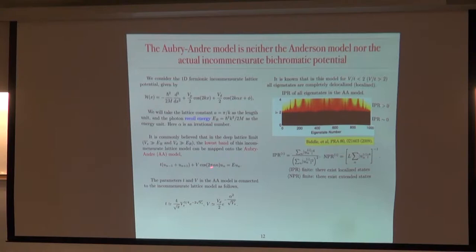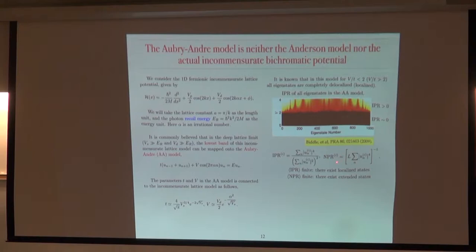But this is a very special fine-tuned model in the sense that it has self-duality. If you do a Fourier transform, the kinetic energy goes to the onsite energy, and the onsite energy goes to the kinetic energy. This special duality gives rise to the property that I mentioned earlier, that V over T equal to 2 defines a special point that separates localized from delocalized states, meaning complete localization and complete delocalization. In the spectrum, there is no mixture of these two types. So this is a theoretical calculation for this AA model.